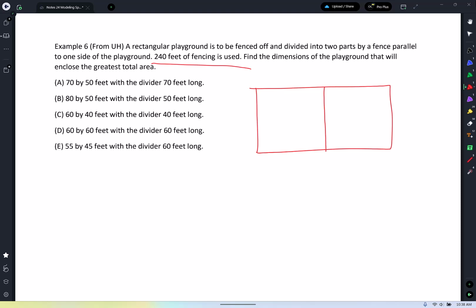Okay, so horizontal distance, I'm going to say that's x. Vertical distance, I'm going to say that's y. And I'm using this fencing. So I'm only using how many feet of fencing? So then I have to go 2x plus 3y, and that better equal 240 feet, because that's all the amount of fencing I have. Cool or not cool?